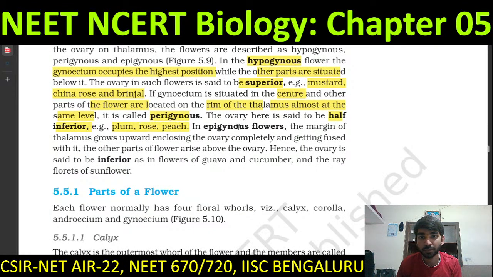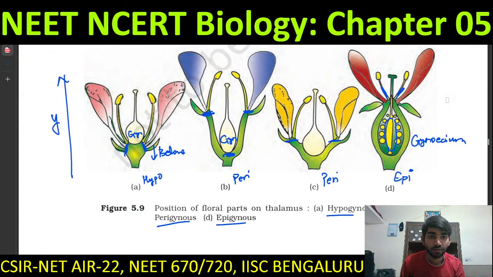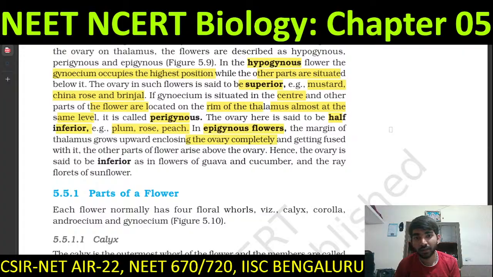Examples are plum, rose, peach. And epigynous is when the margin of the thalamus grows upward and closes the ovary completely. So when the ovary is buried inside, like here in the last figure, the ovary is completely buried inside, and the other floral whorls are on top of that. In that case, the ovary is called an inferior ovary. Examples here are guava, cucumber, and the ray florets of sunflower. So in the sunflower inflorescence, the ray florets have this kind of ovary. Remember this.